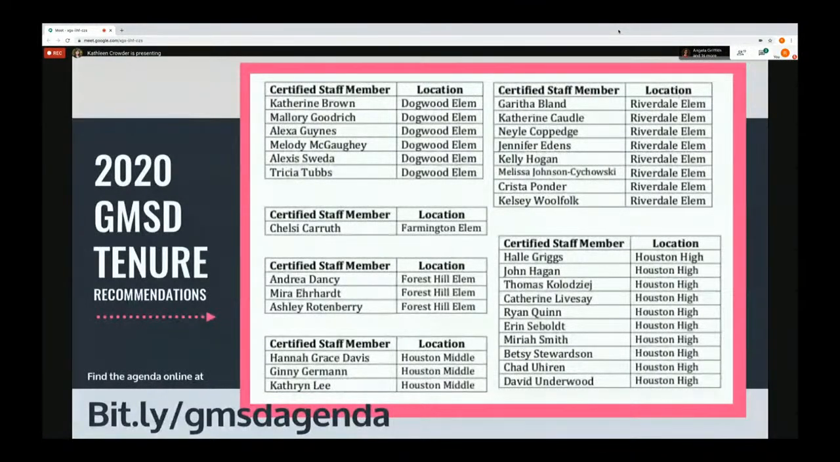Correct. I feel like our tenure celebration is one of the best things that we do in GMSD, and we absolutely will have an opportunity to recognize these 31 exceptional educators in a formal tenure celebration. Thank you. That was my question.